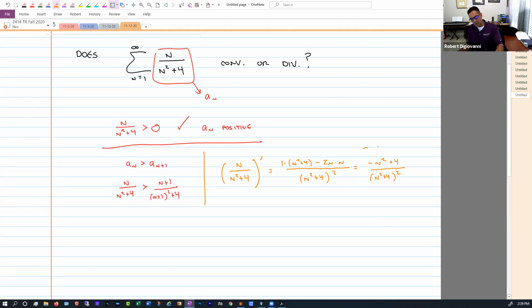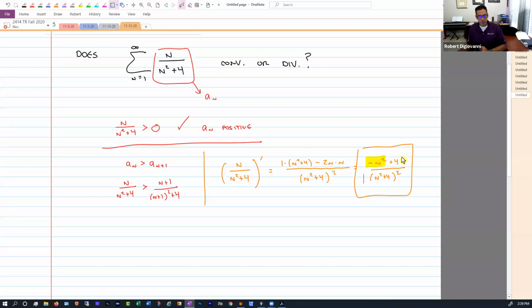What can you tell me about this? Is it always negative? Well, what happens if you plug in 1? What do you get? You get 3 over a positive number. That's positive, isn't it? It's not good. But what if you plug in 2? You're going to get 0 over that. That's 0. What if you plug in 3? This thing will start to dominate this 4, won't it? So eventually, not right away, but eventually, wouldn't the top always remain negative?